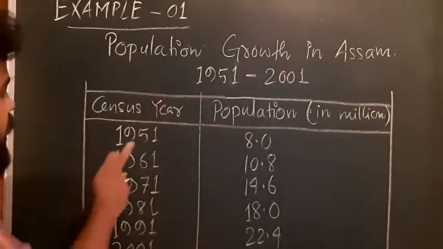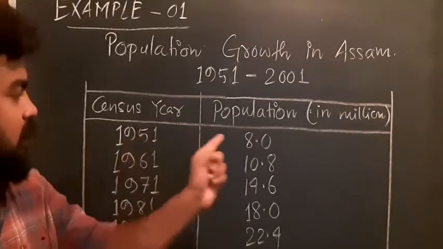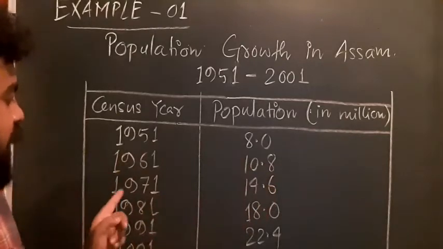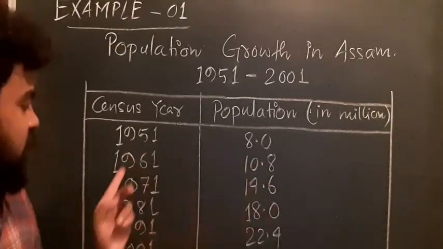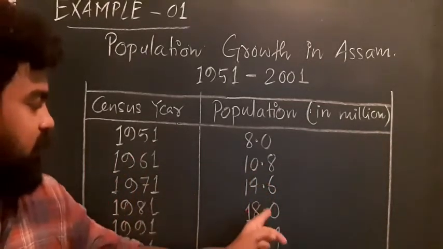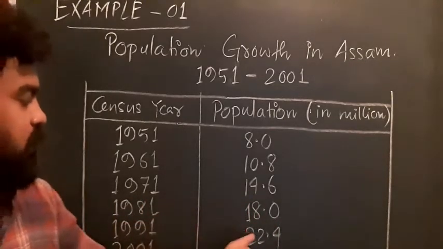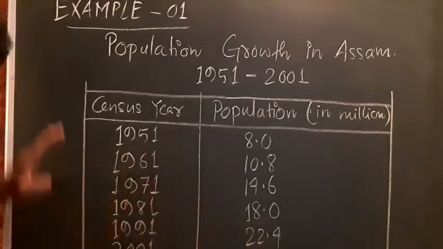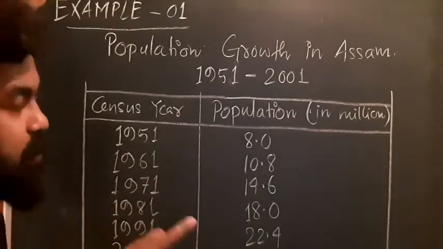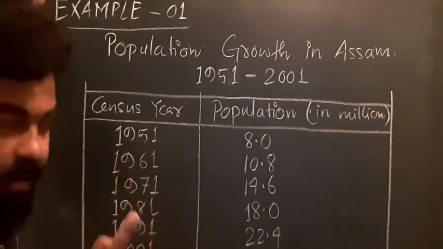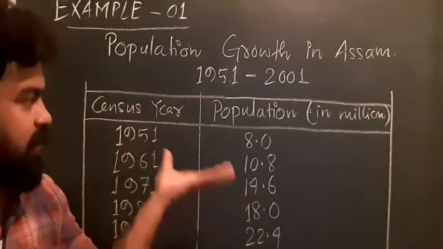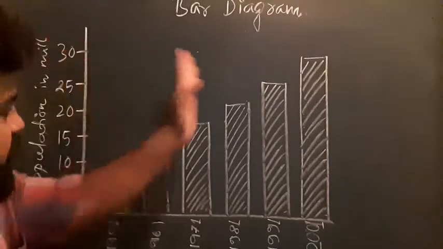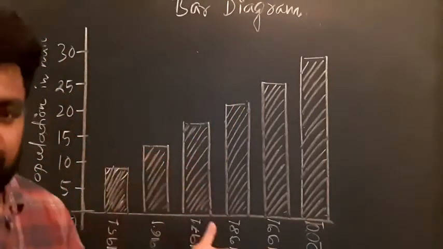Okay, so in 1951 we see 8.0 million, 1961 10.8 million, 1971 14.6 million, 1981 18.0 million, 1991 22.4 million, and 2001 26.6 million. So these data we will represent through a bar diagram, right? Now we'll represent them through rectangular bars. Okay, this is the bar diagram. So this is the outcome of the graph.